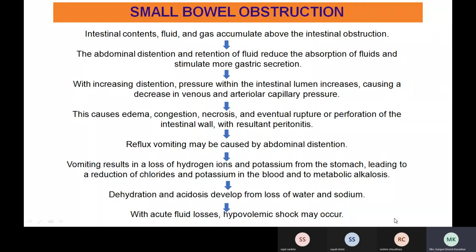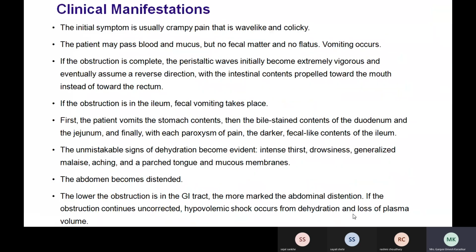Next, because of the loss of all these electrolytes as well as fluids, the patient will go into dehydration, and acidosis will develop from loss of water and sodium. So with this acute fluid loss, the patient will end up in hypovolemic shock. So this is the scenario in small bowel obstruction.